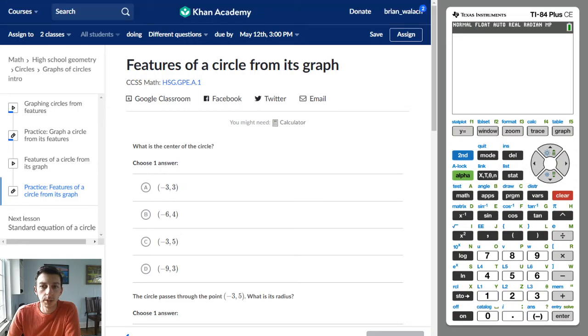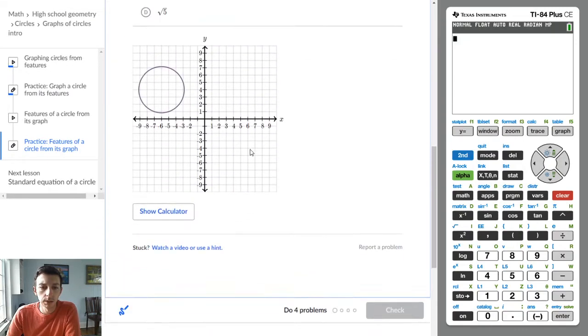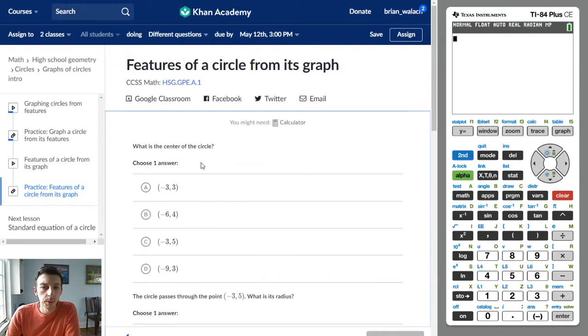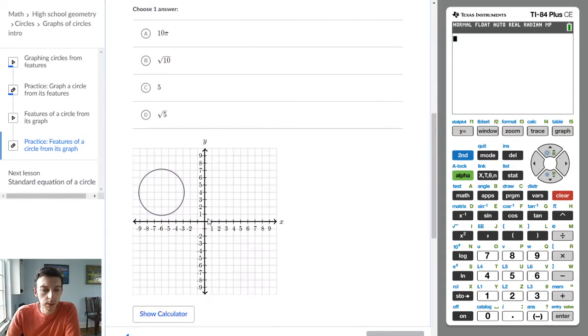So, features of a circle from its graph. There's actually a graph of the circle for these problems down here. Sometimes the graph pops up in a space you might not be expecting, but let's go back up here and look at the question. The center of the circle is giving us a bunch of options, so let's take a look.